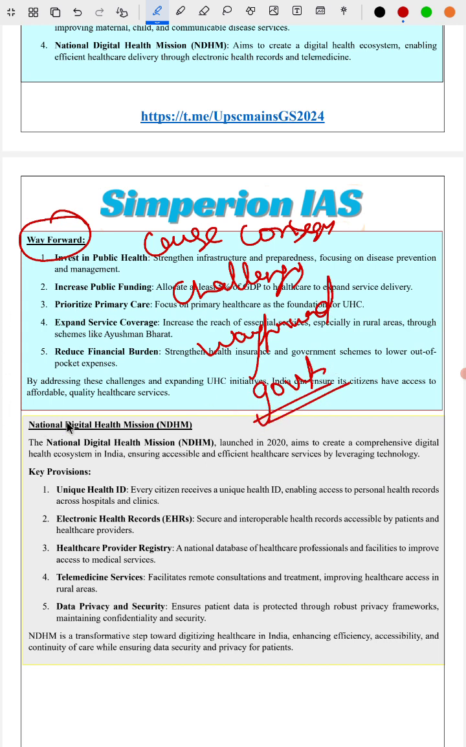Next topic we have covered is the National Digital Health Mission, and we have given the key provisions of the National Digital Health Mission.